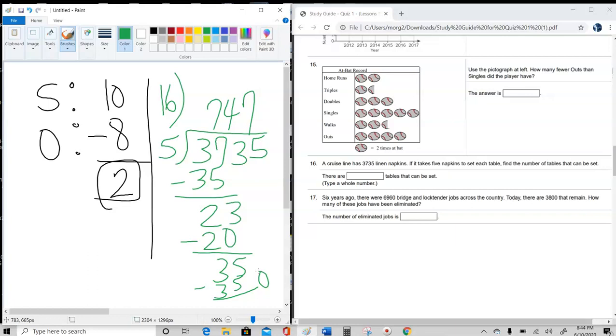Now, the correct answer to number 16 is 747. Oh, the only time you have to submit work is with the quizzes and the midterm and final exam. You don't have to submit work for any of the homework lessons.